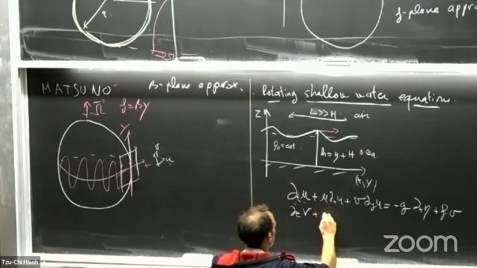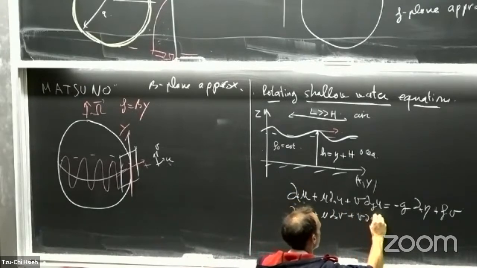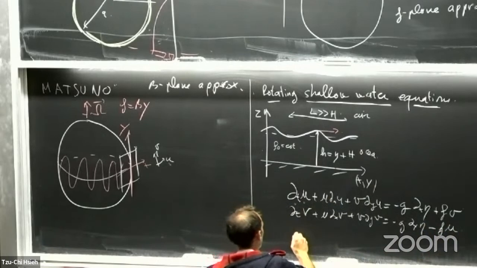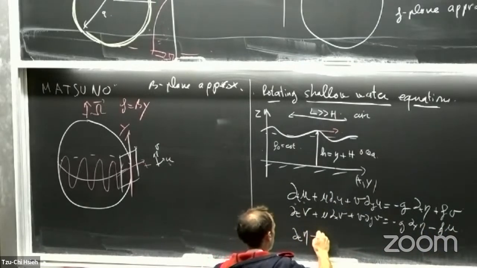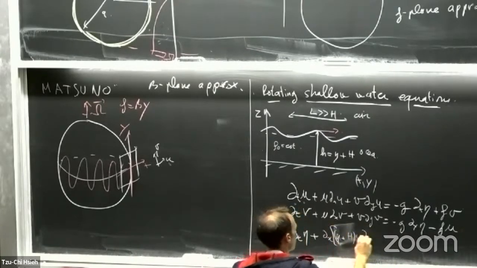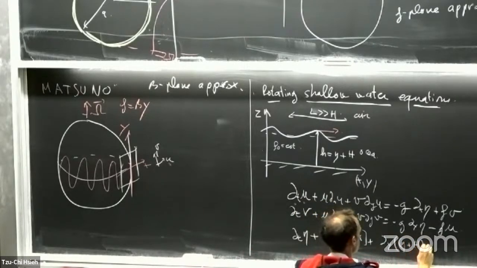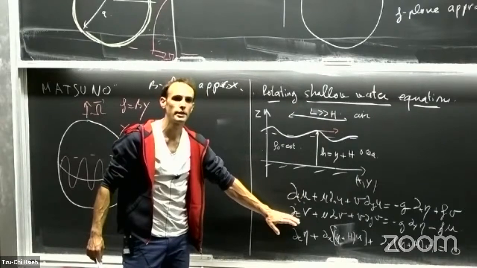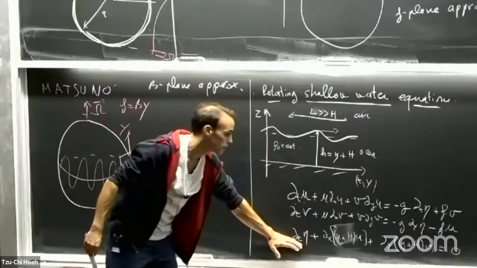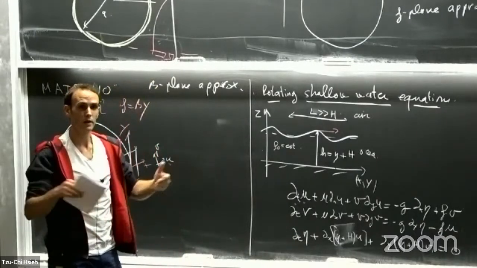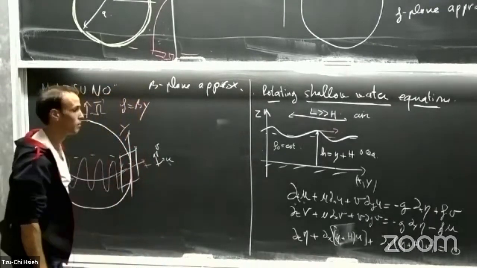Same thing for v. And last thing, the mass conservation is dt eta plus dx of (eta plus h) u plus dy of (eta plus h) v. Write it that way. So this is the momentum equation in the x direction, zonal direction, the momentum equation in the y direction, meridional direction, and this is mass conservation. And you see in this mass conservation that the flow behaves as a compressible model. So you gain something by lowering the dimensionality of the flow, but you lose something because you lose incompressibility.